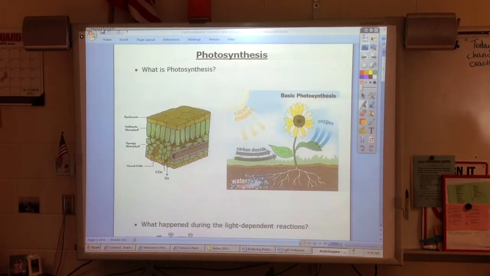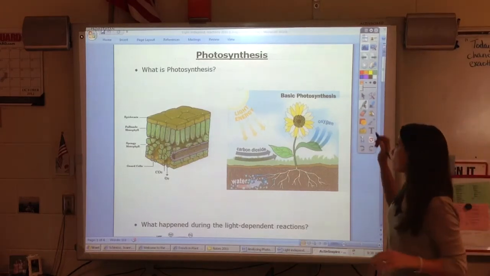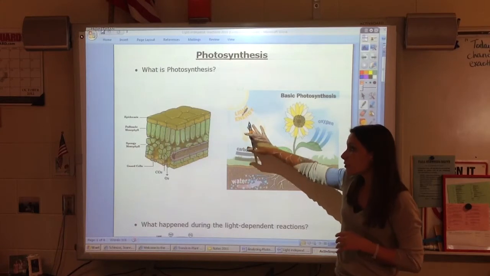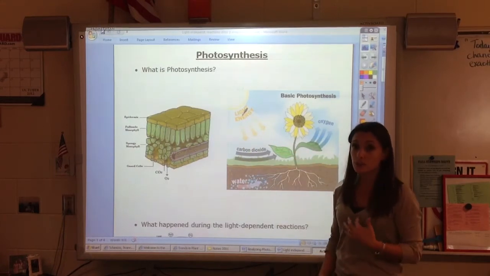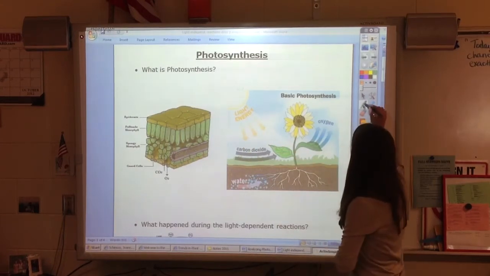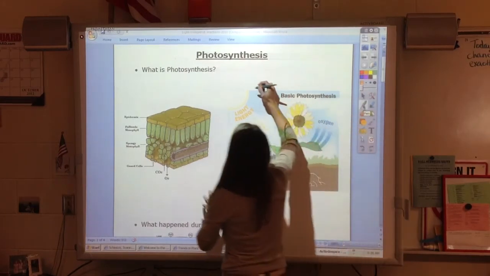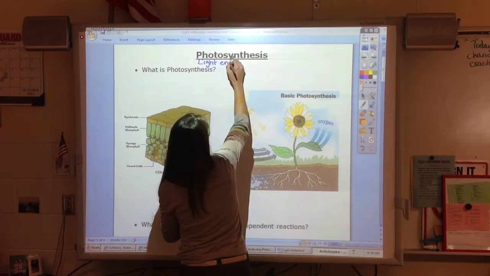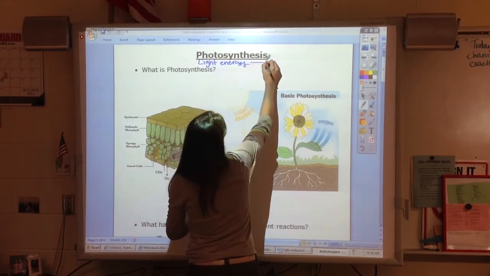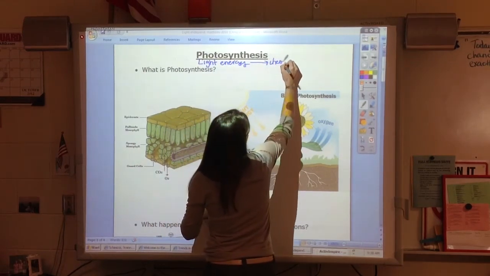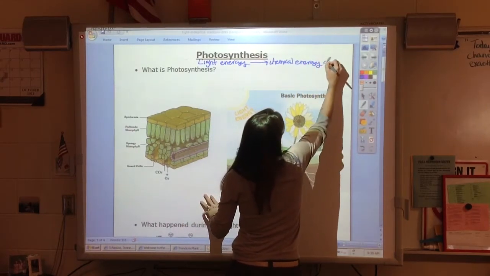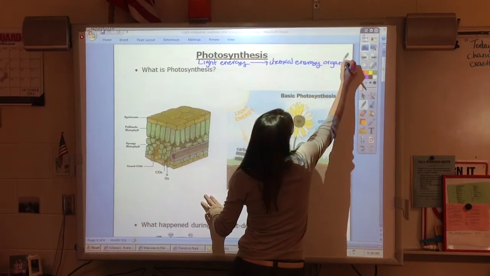Photosynthesis is mainly divided into two sections, the light-dependent reactions, and today we're going to start talking about the light-independent reactions. When we look at photosynthesis, we're keeping in mind that we are trying to capture light energy and transform it into chemical energy in the form of an organic compound.